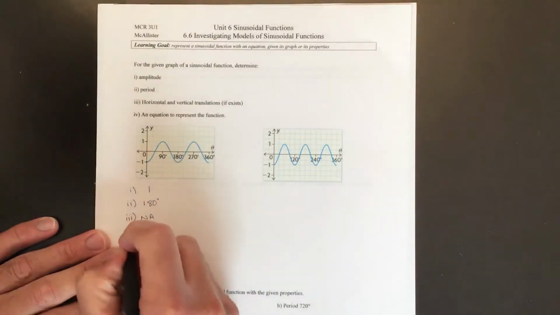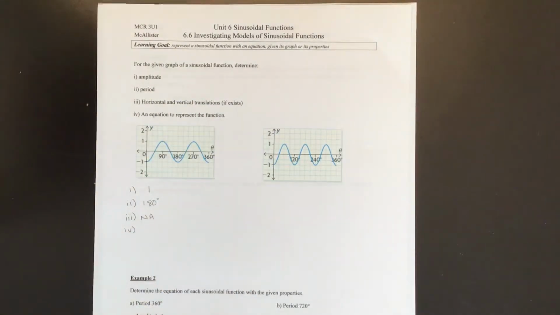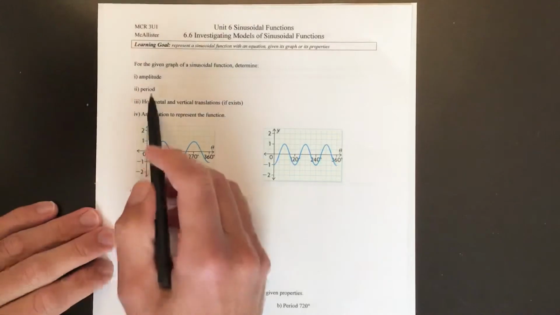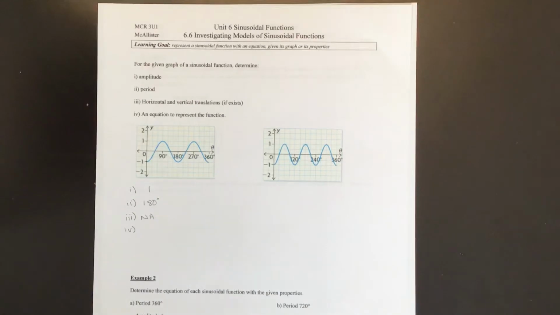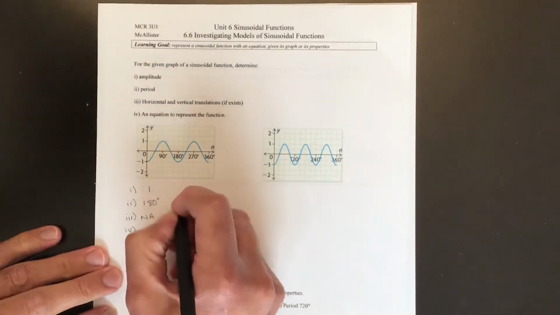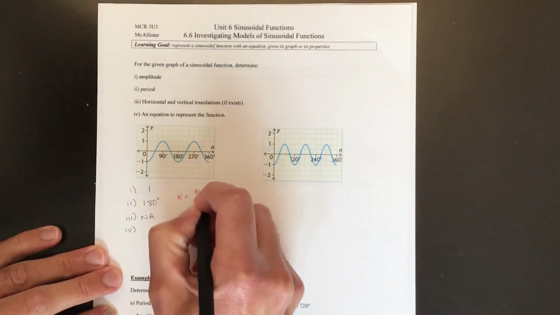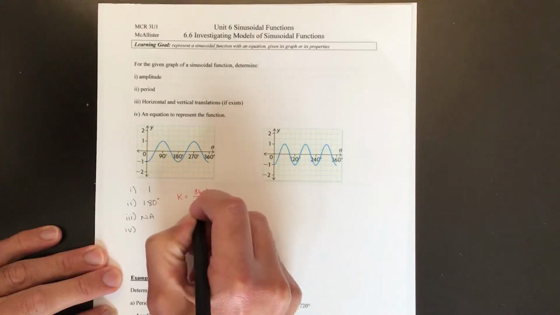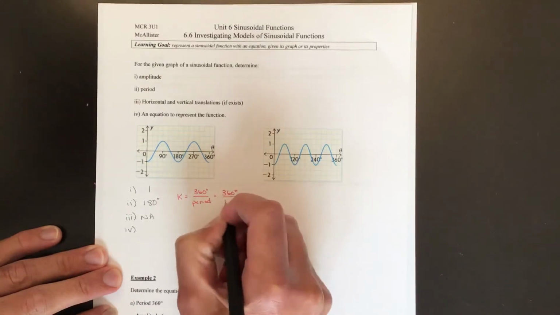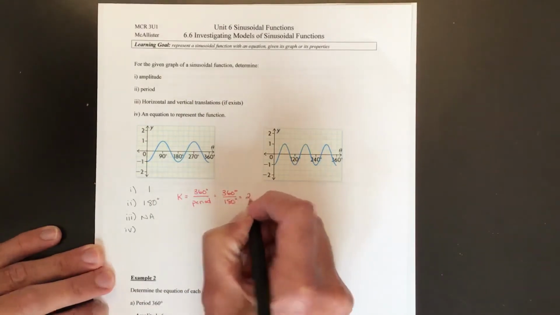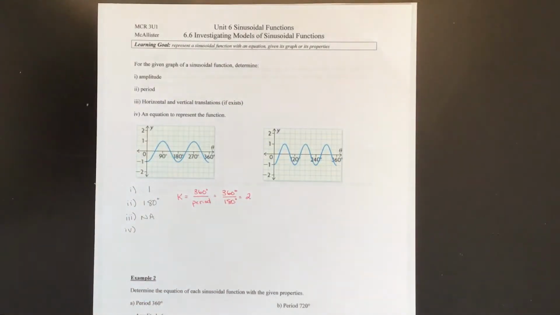Now, the important part is when we come to the equation. So I have the amplitude, which is 1. The period is 180. When you have the period, you still need to determine the k value, right? Because the k is what you put into the equation. So k is equal to 360 divided by the period. In this case, 360 divided by 180 means that my k value is going to be 2. We talked about there being no phase shift, so we're not moving to the left or the right, and we're not moving up and down.